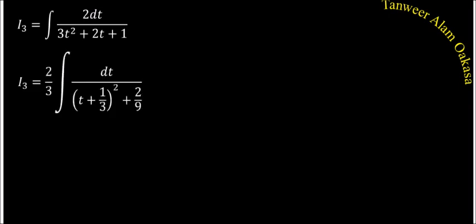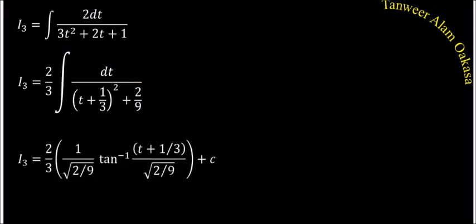Yeah, exactly. So what I'm going to do, as you have done, is take 2 common out and 3 from the denominator, and my perfect square becomes (t plus 1 by 3) whole square plus 2 by 9, and it is of the form 1 by a tan inverse x by a. And what is my a? My a is square root of 2 by 9. This is my a, and this is my x square plus a square. So it simplifies as 1 by a tan inverse x by a plus constant.